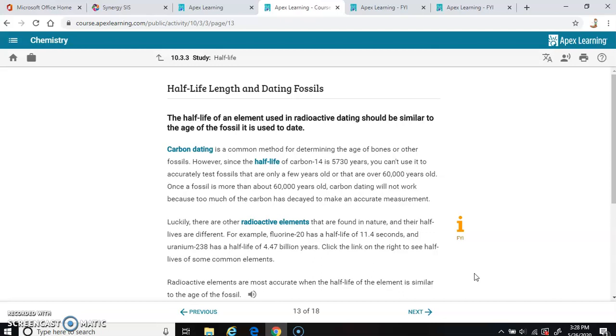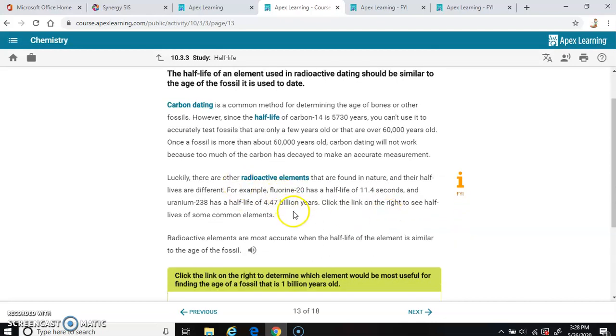With this, the half-life of an element used in radioactive dating should be similar to the age of the fossil. Carbon dating is common for the age of bones, because we haven't really had bones that are much older than 5,730 years, a lot of it. But the problem is, if we have something that's only a few years old or older than 60,000 years old, you really aren't going to get an accurate measurement. So luckily, with other radioactive elements, we can use them to track how much is going on.